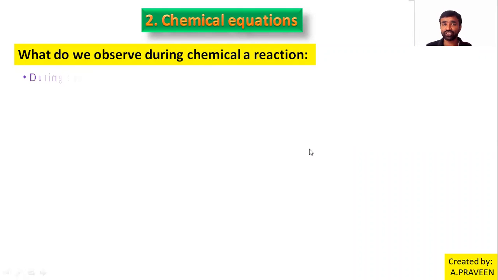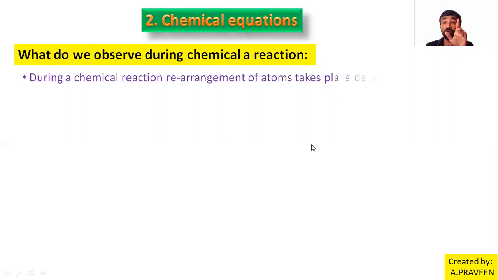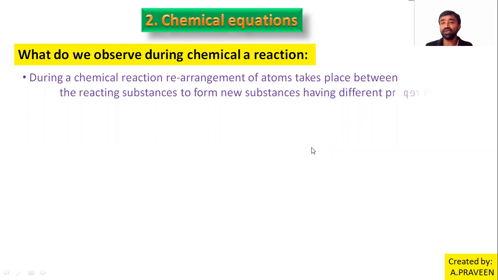So in the chemical reaction, only rearrangement of elements takes place, right? Rearrangement of elements takes place, but no new element is produced in the chemical reaction, right? Then the characteristic properties are changed in the reaction. Previously, the original substance's characteristic properties cannot remain the same after the change.